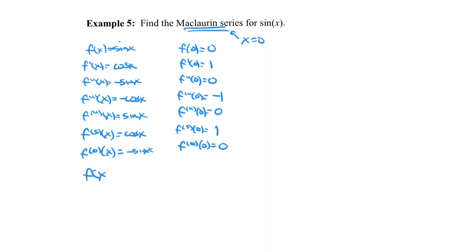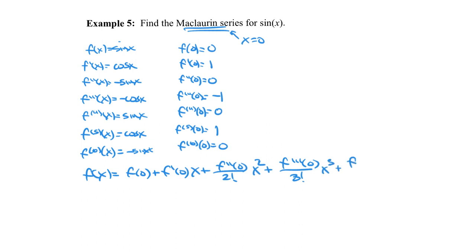All right, so let's see. We know f of x is equal to f of 0 plus f prime of 0 times x plus f double prime of 0 over 2 factorial times x squared plus f triple prime of 0 over 3 factorial times x cubed plus f to the 4th of 0 over 4 factorial times x to the 4th plus dot, dot, dot. Okay, so that means sine of x is equal to f of 0, which is 0.